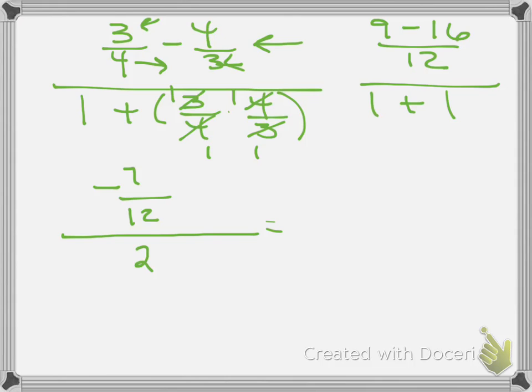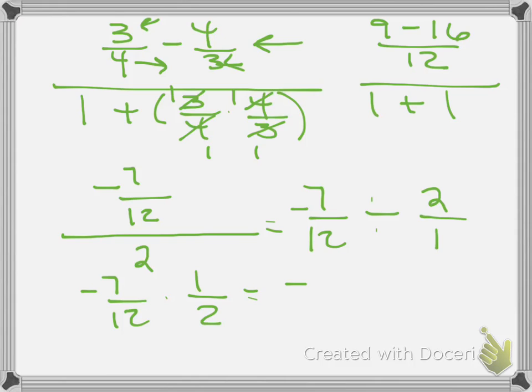So we have this problem now. Negative 7/12 divided by 2 over 1. So negative 7/12 times 1/2 is negative 7 over 24. And that is our final answer.